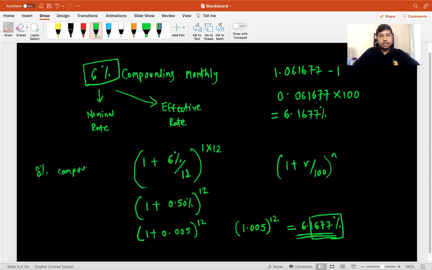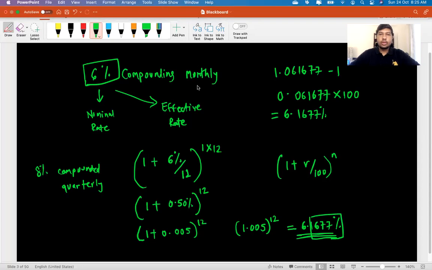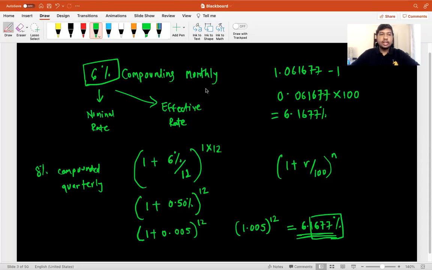compounded quarterly, what number will you put in? Can you please tell me in the chat box? If the rate is 8% compounded quarterly, what number will you put it in the chat box? Please mention your answer in the chat box. So 8% is compounded quarterly. Will you put 8? Will you put 4? Will you put 2? Or will you put something else?